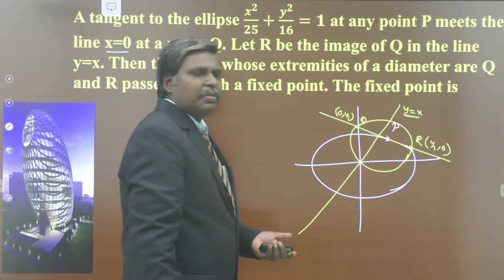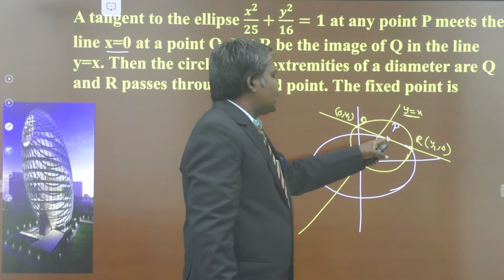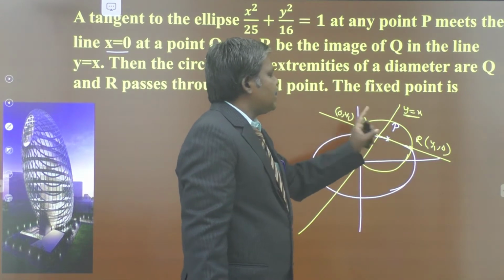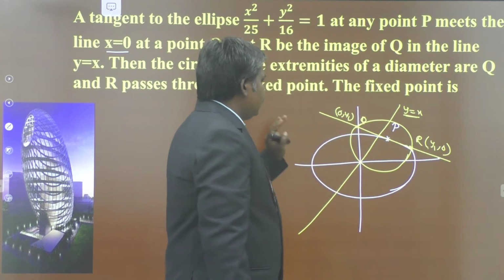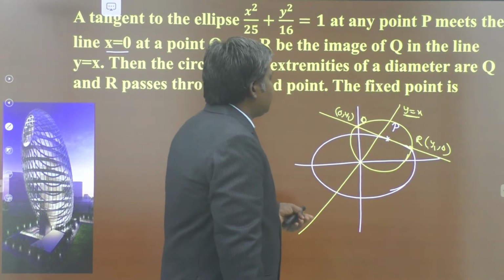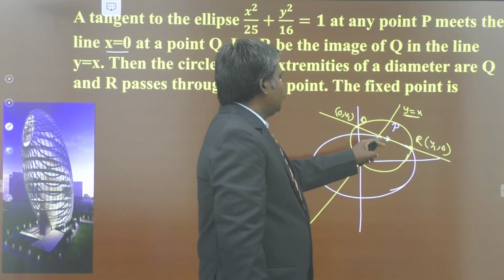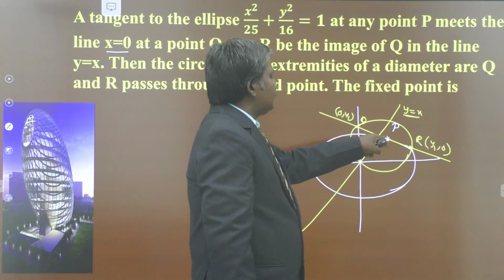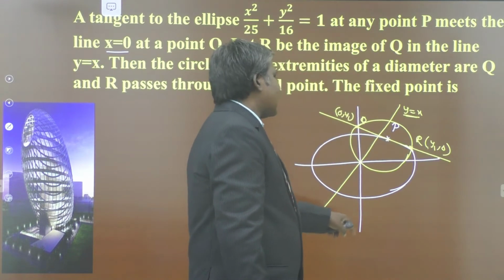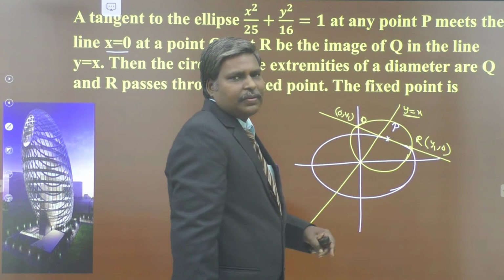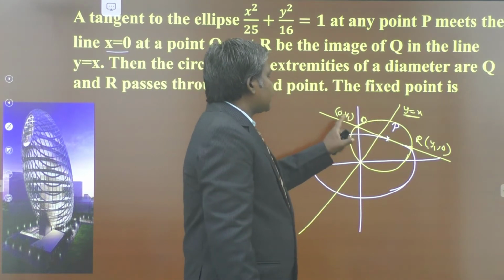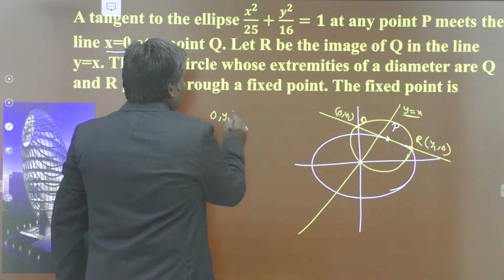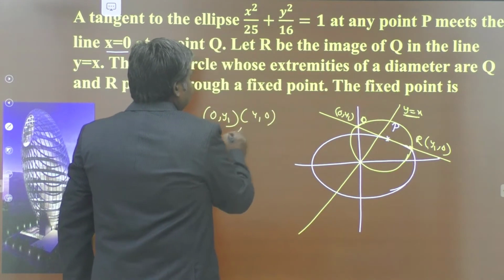No need to do this problem in full actually. If you want, you can take a cos theta, b sin theta, write the tangent equation, find the point of intersection, find the image, and do everything. But by observation itself, the tangent at any point P (a cos theta, b sin theta), whatever it may be, meets the y-axis at a point of the form (0, y1). Its image with respect to y equal to x must be (y1, 0). Now the two points are (0, y1) and (y1, 0), like that.